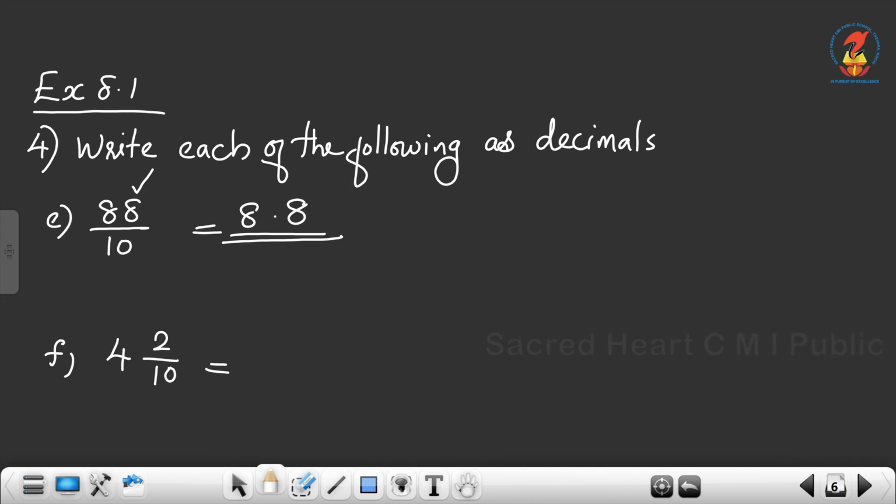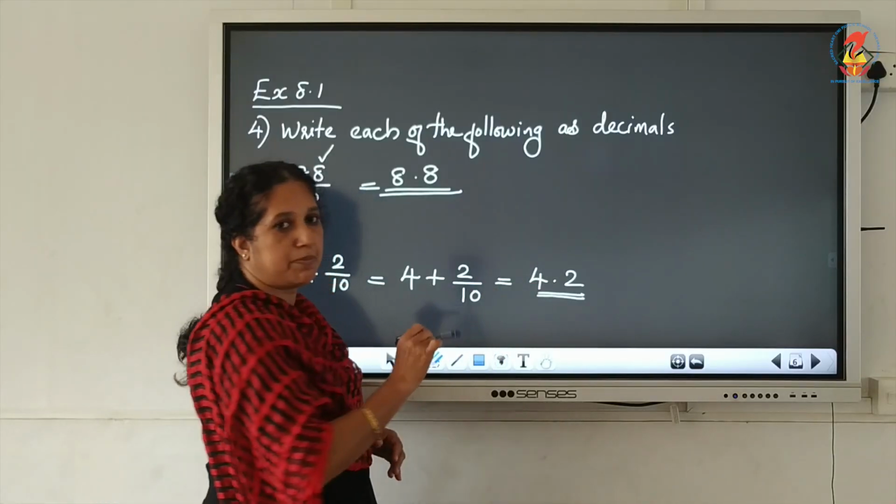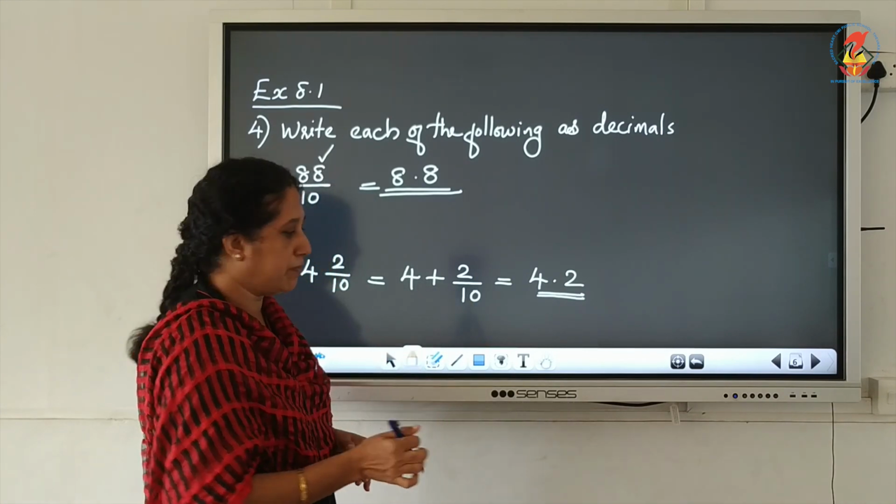Next, 4 and 2 by 10. 4 and 2 by 10 means it is 4 plus 2 by 10. How we can write it in the decimal form? 4.2, because 4 is in the whole number part. After the whole number part, we have the first place, which is tenths. Here 2 tenths are there, therefore it is 4.2.